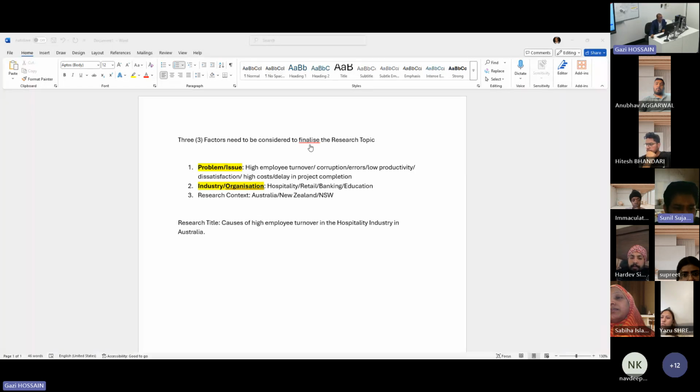Actually, we need to select the industry because different industries have different issues, different forms, different policies, different strategies, different human resources or employees, different customers, different rules and regulations. For example, think about comparing why employees at McDonald's are leaving. The McDonald's employee turnover. Turnover means employees leave the organization. It is called employee turnover.